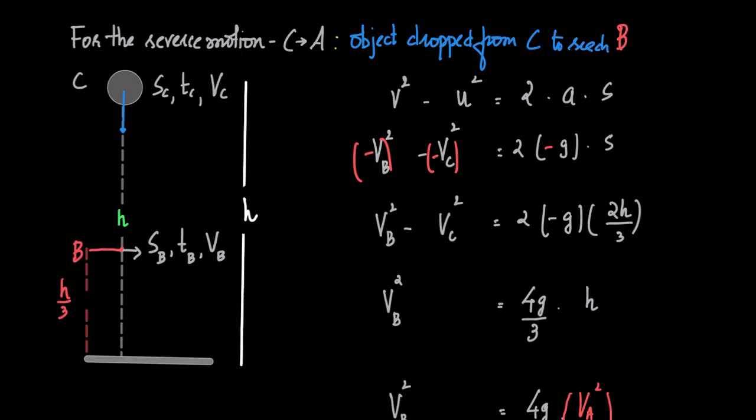Okay, now, so B is at a height h by 3 from the ground, which means it will be at a height of h minus h by 3, which is 2h by 3. So VB square minus VC square, which is 0, is equal to 2 into minus g into 2h by 3. So VB square is 2 into minus g into 2h by 3. Wait.